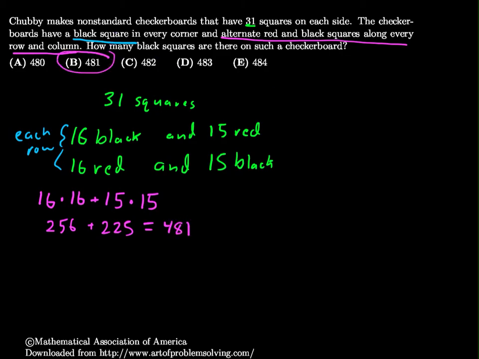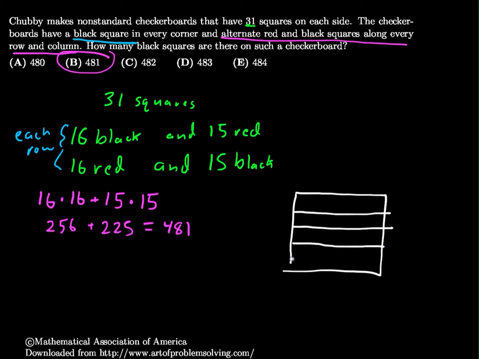Okay, for those of you that need a little bit more of an explanation on that, let's look at the 5 by 5 situation, because we can count them and see what's going on much better here. What it's saying is that we have it alternating like this with red and black squares. And every corner is black.